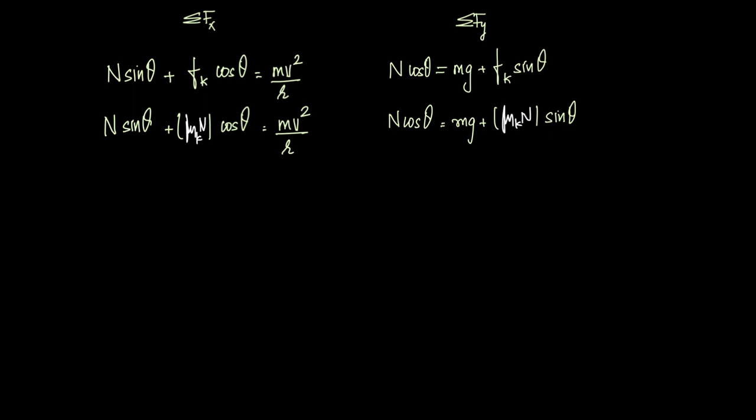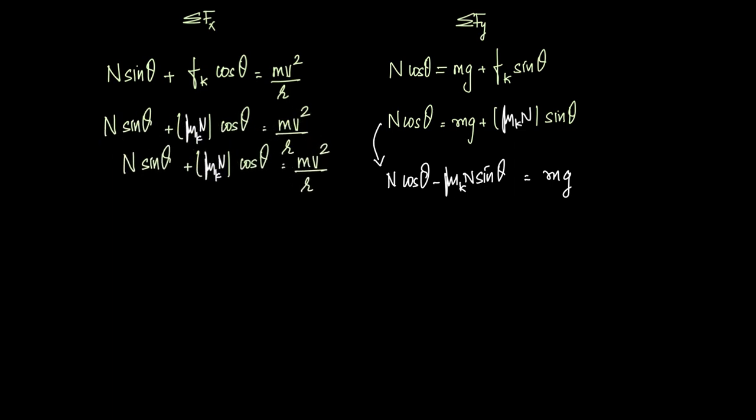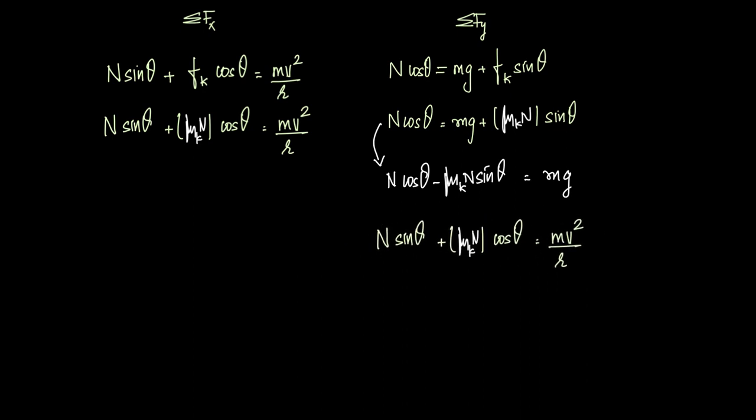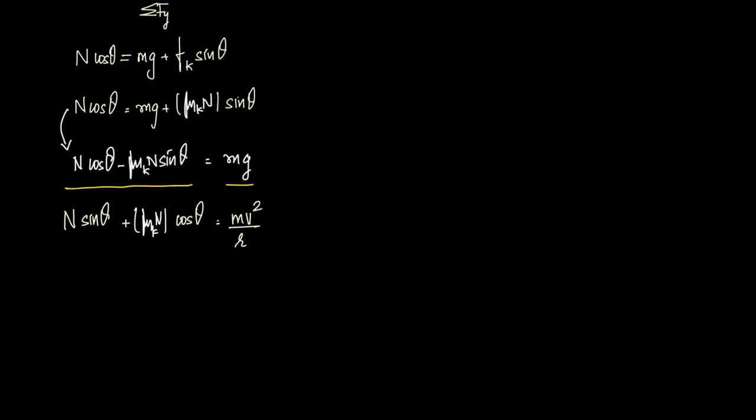Now, how do we solve this equation? So for that, what I'll do is I'll rewrite this equation as n cos theta minus mu k into n sine theta is equal to mg. Which equation? This equation over here, right? And then I'll bring this equation over here. Then what we do is we divide these two equations. So let us see what we get while dividing them.